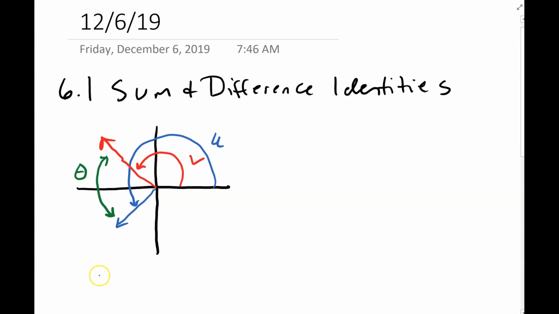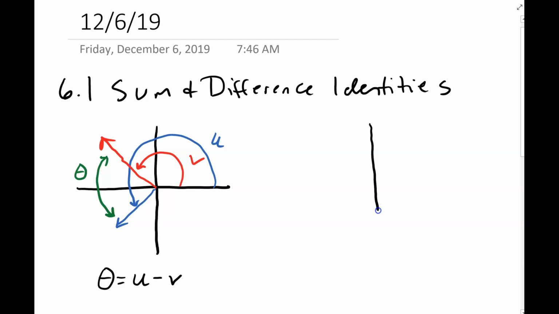Well, if you notice, I can say theta is the same as U minus V, right? Theta is the gap between the terminal sides of U and V, right? So if I subtract the smaller angle from the bigger angle, should give me the gap between the two terminal sides, right? Everybody buy that? Okay.